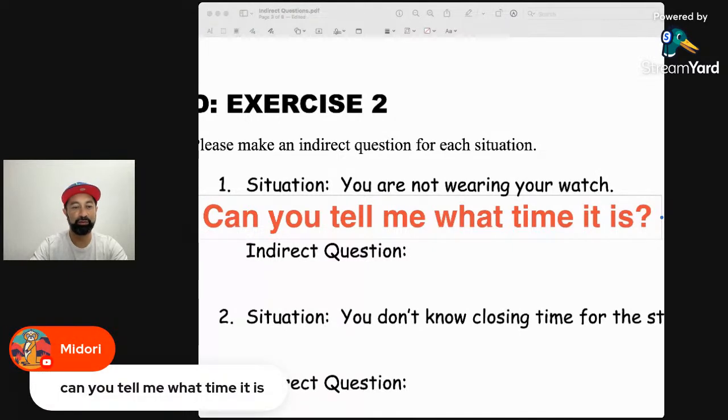And Midori also comes in. Can you tell me what time it is? Perfect. Midori, excellent job. Very well done. Okay.